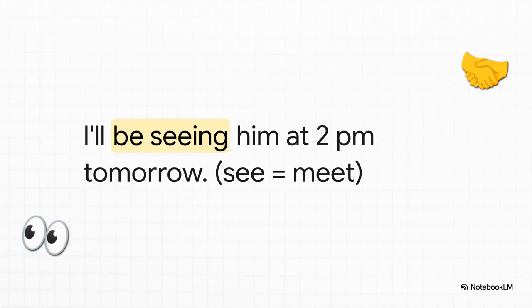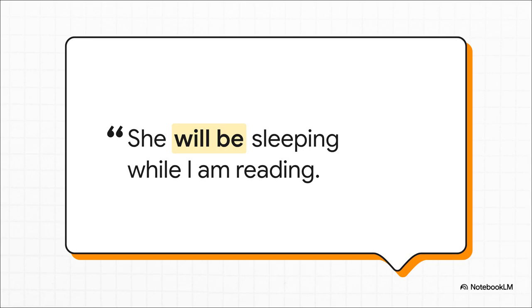However, you know English loves a clever exception. A non-progressive verb like see can actually be used in the continuous form if its meaning changes to an active action. Look at this sentence. I'll be seeing him at 2 p.m. tomorrow. Here, seeing doesn't mean the physical ability of sight. It translates to meeting. Because the meaning has shifted to a deliberate, planned action, it perfectly fits into our future continuous formula.